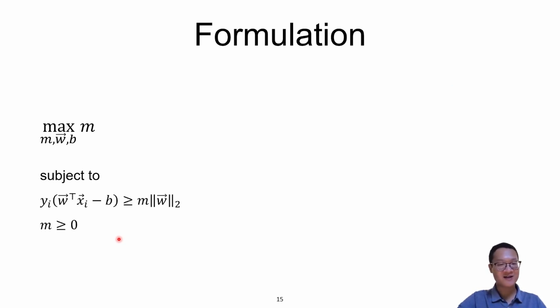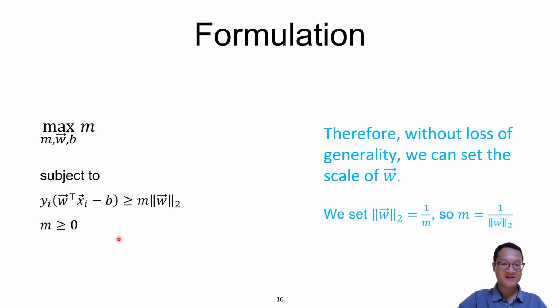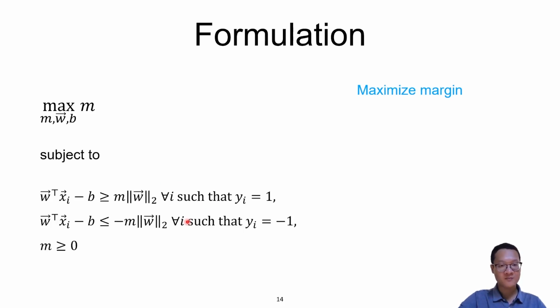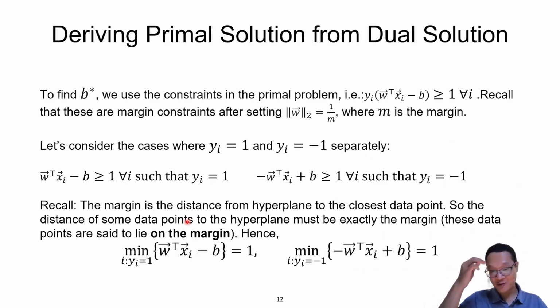And eventually we said that because the scale of w and b doesn't matter, we can actually pick the 2 norm of w to be 1 over m, so that m equals 1 over the 2 norm of w. And that was how the right hand side simplified to 1. Okay, so that's a quick reminder of how we got here, right?